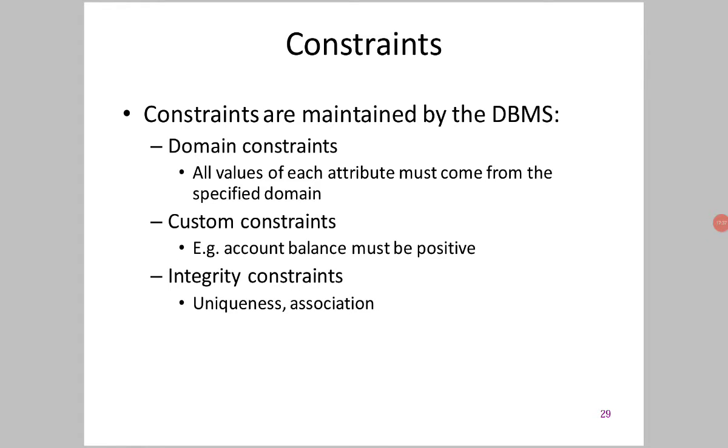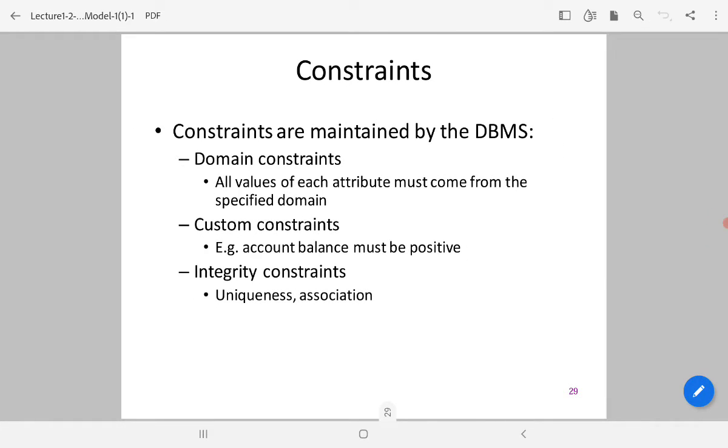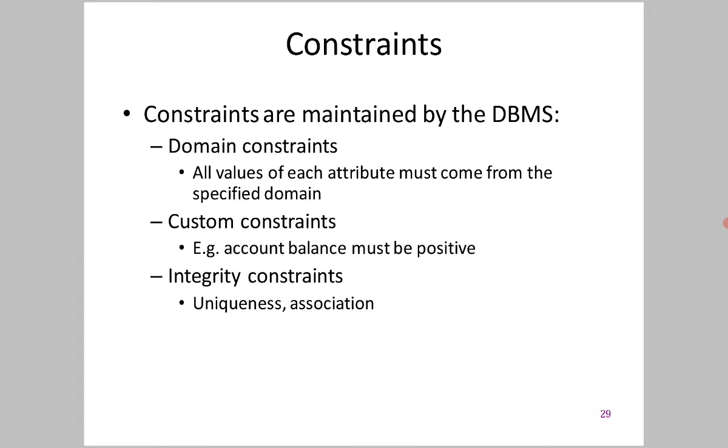So what is a constraint? A constraint is a condition given to a table or a database while inserting new records or columns or information into it. Domain constraints mean all values of each attribute must come from the specific domain. Custom constraint means, for example, account balance must be positive. Integrity constraint means uniqueness and association.